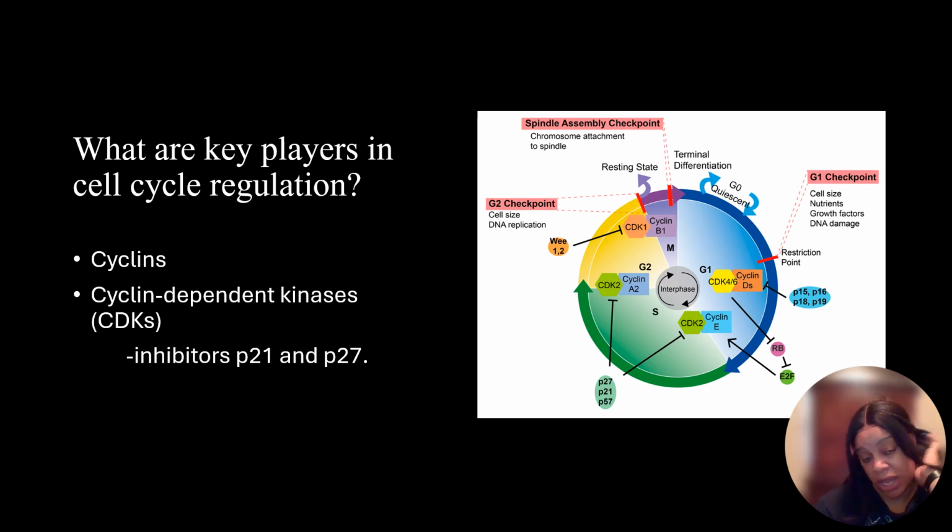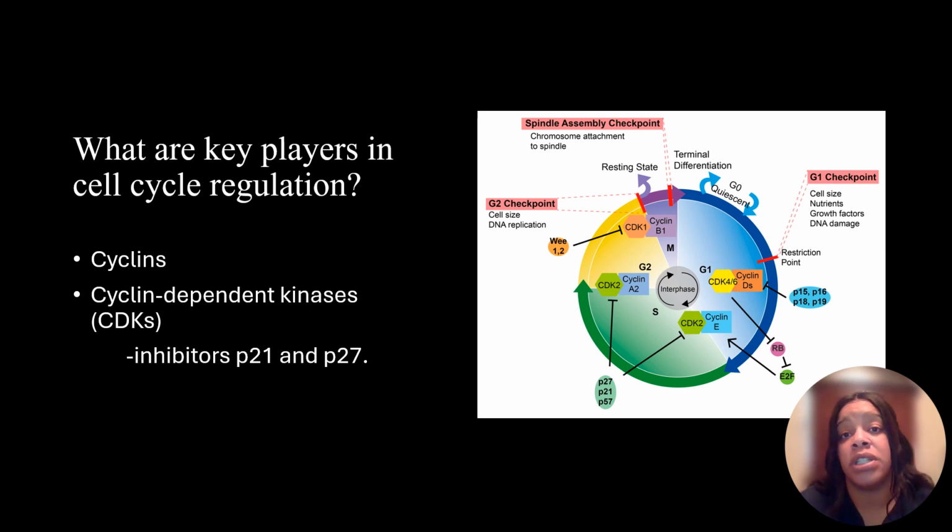And as you see, I have bulleted down here cyclins, cyclin-dependent kinases or CDKs, and their inhibitors, which are P21 and P27. So, key players in cell cycle regulation include cyclins, cyclin-dependent kinases or CDKs, and their inhibitors such as P21 and P27. These components play crucial roles in driving the progression of cells through the different phases of the cell cycle, including interphase, which is G1, S, and G2, and mitosis.